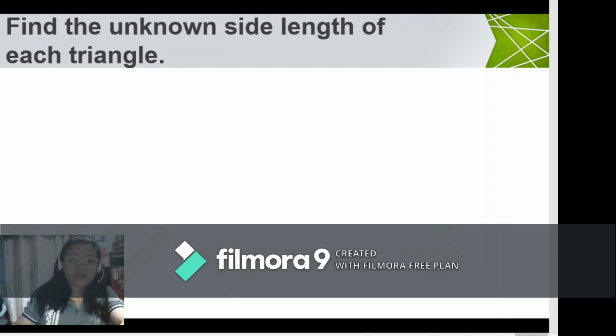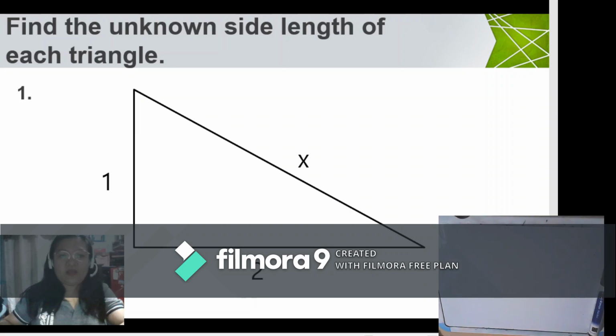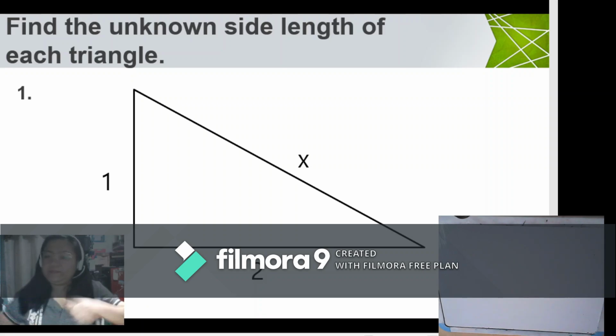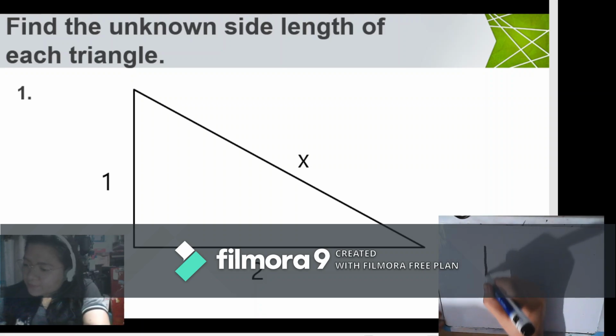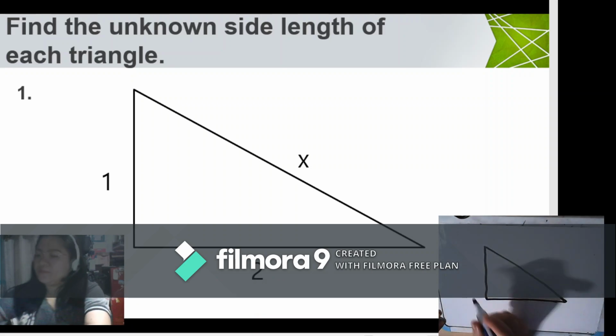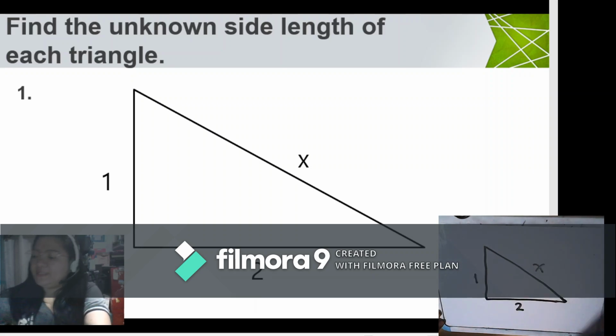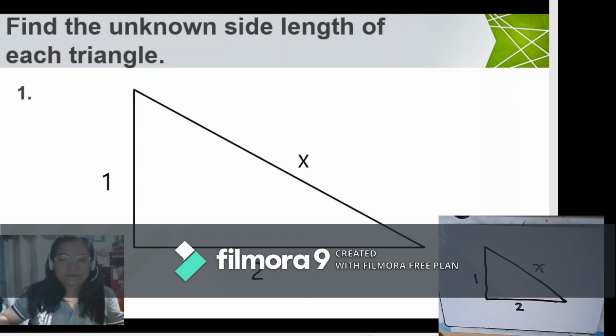Find the unknown side or the length of each triangle. Triangle number 1: the altitude is 1, the base is 2. Now we're going to find the hypotenuse. Let us draw our triangle here. This is 1 and this is 2. We have to find x.